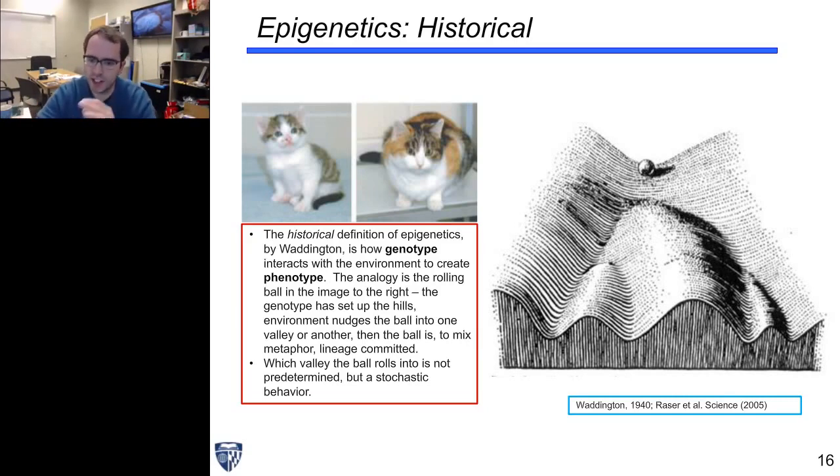So the analogy is that you have a ball rolling down a hill. When you're a stem cell, you're sort of up here. As you roll down the hill, you become differentiated. The genotype sets up the hills and sets up the structure of the landscape. And the environment decides that you're over in this valley or in this valley, one or the other, and causes you to become lineage committed. You become a brain cell or a liver cell or a lung cell or a stomach cell. What valley the ball rolls into is not necessarily predetermined, but more of a stochastic behavior.